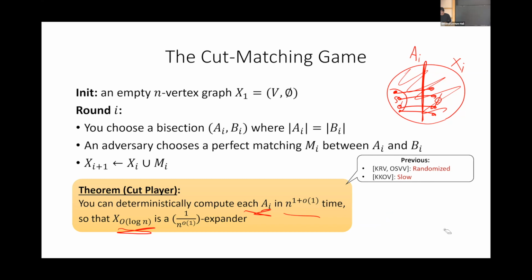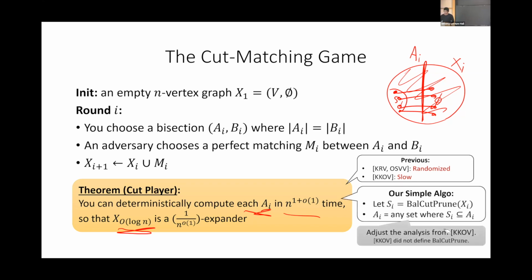And what I described here is basically the same analysis that is used in this paper. Okay. So what do we have here? We have that to implement this cut matching game, you will have log n many rounds. On each round, you just call bounded cut prune. So this cut matching game is just the total time to choose this bisection.